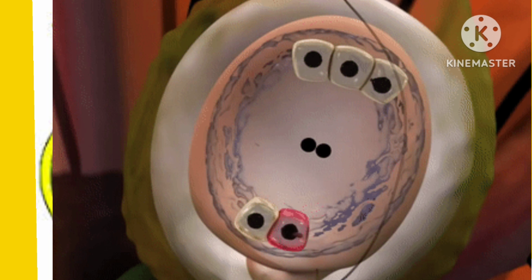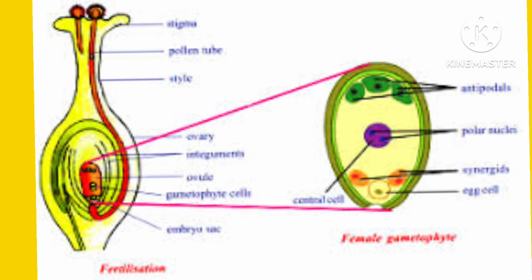The zygote divides several times to form the embryo within the ovule. The ovule develops a tough coat and is generally converted into a seed. The ovary grows rapidly and ripens to form the fruit. Meanwhile, the other floral parts fall off.